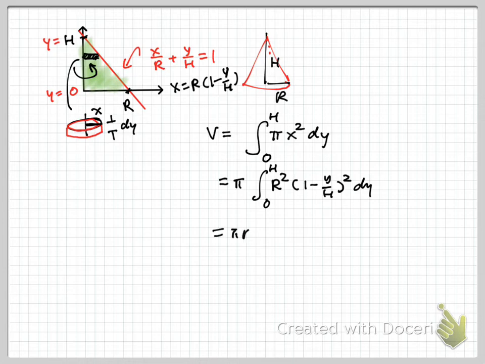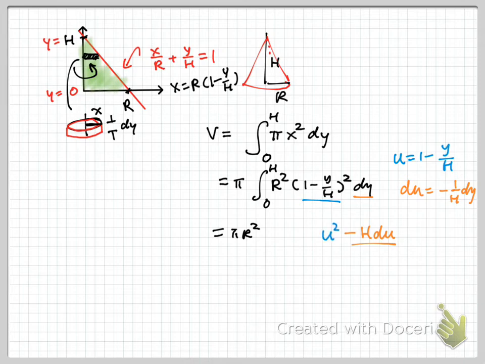So that is pi r squared, and then I can do the substitution. Let u equal 1 minus y over h. Then du will be minus 1 over h dy, or shall I say, dy is minus h du. And that (1 minus y over h) squared becomes u squared.